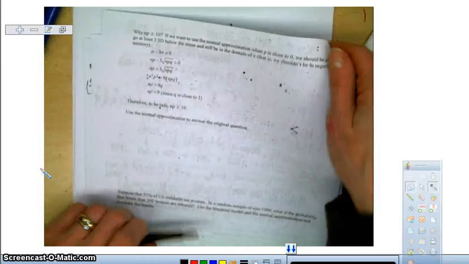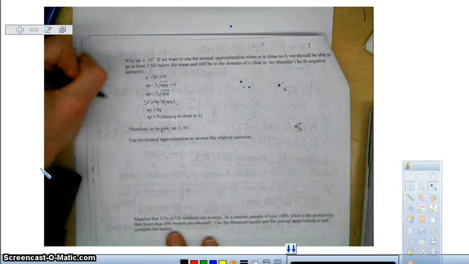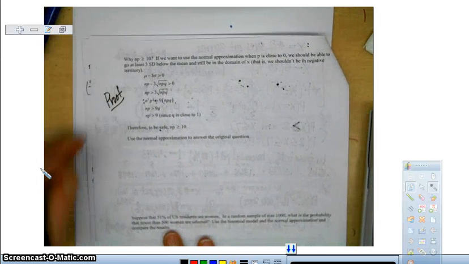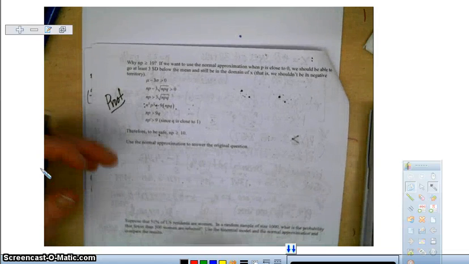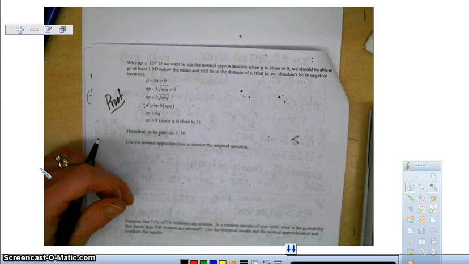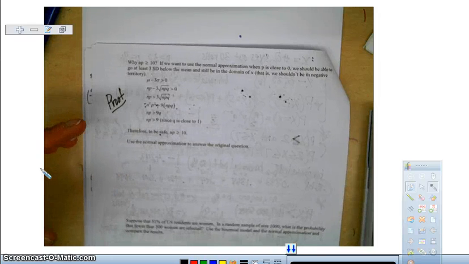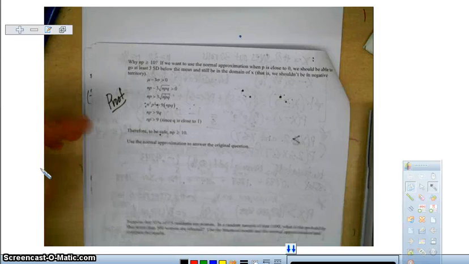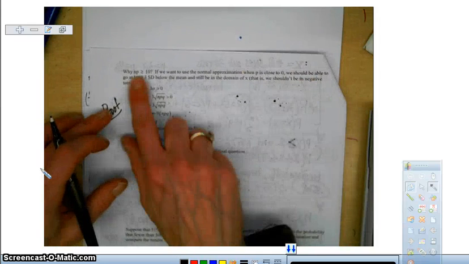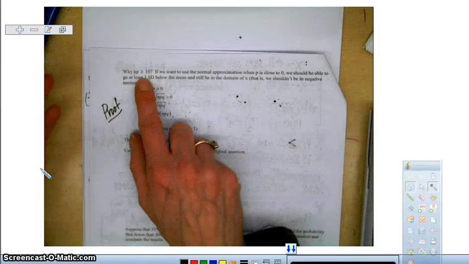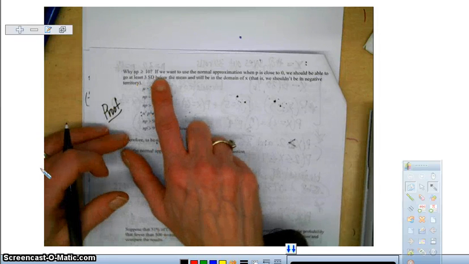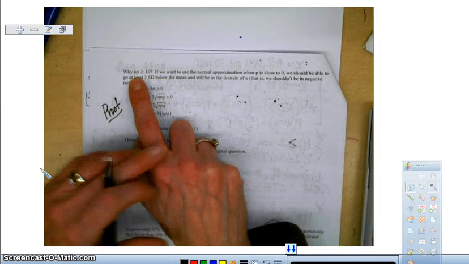All right, so now, why np greater than 10? I call this a proof. Does that mean that you're ever going to have to do this in your homework? No. This is a nice to know. A proof is why. Why does n times p and n times q have to be greater than 10? So why n times p, and we're just going to look at greater than or equal to 10. N times q would be a similar proof.